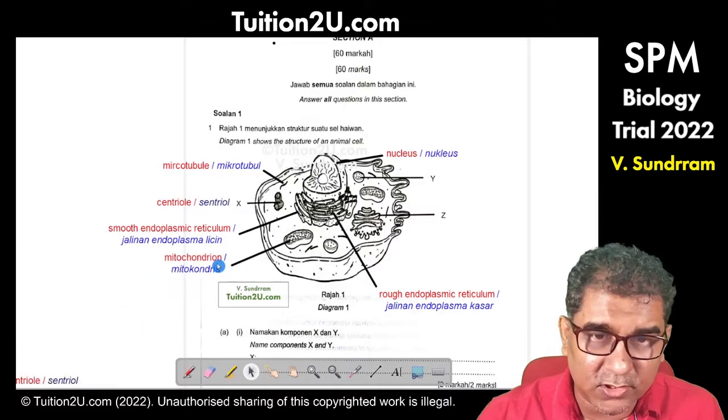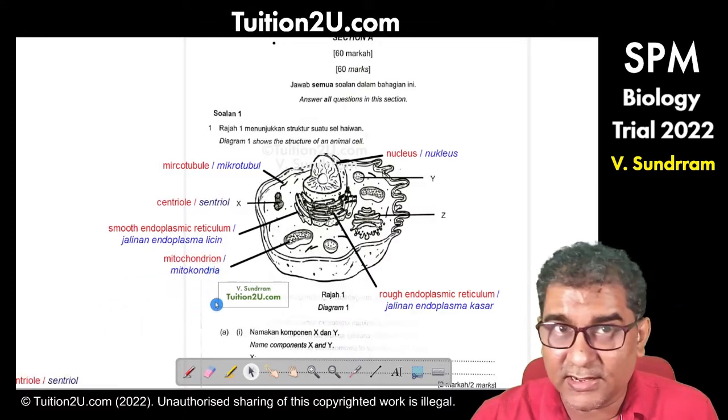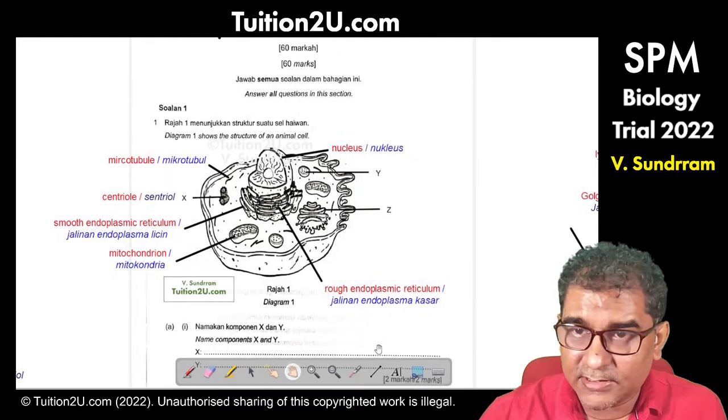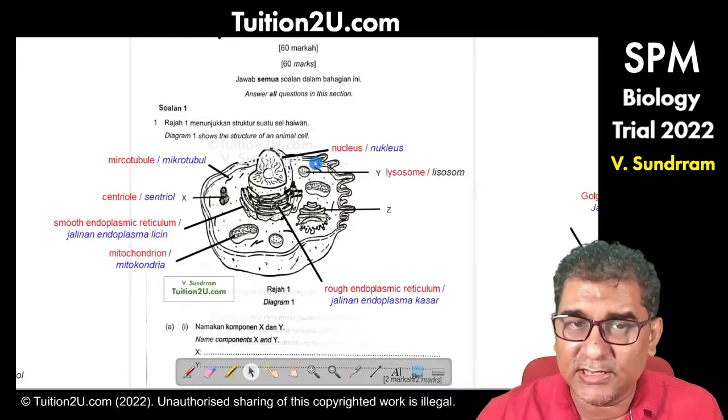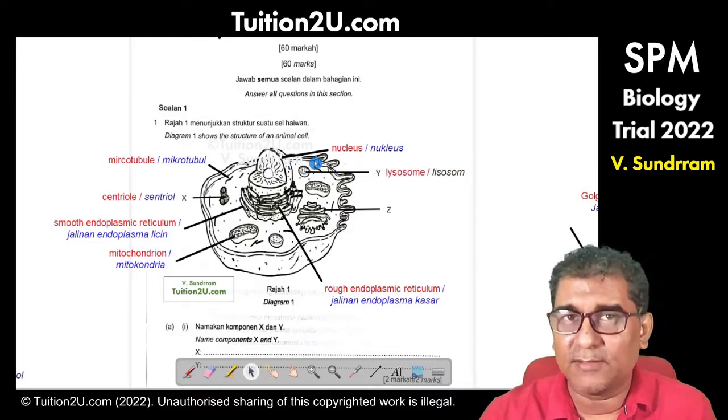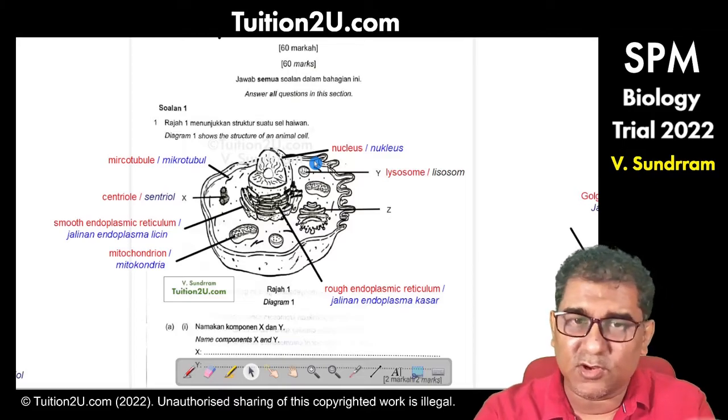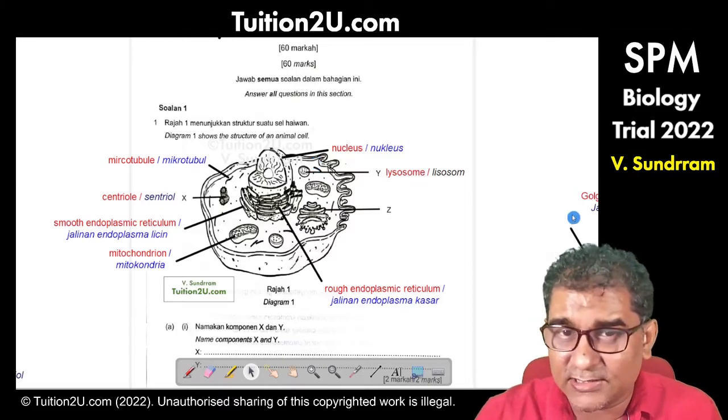This is the mitochondrion, one of the easiest organelles we can identify. And some other structure that you need to know is this Y here, which is a lysosome. Basically it will be like a sphere, like a ball, and inside there will be some dots to represent enzymes. So that is the lysosome.